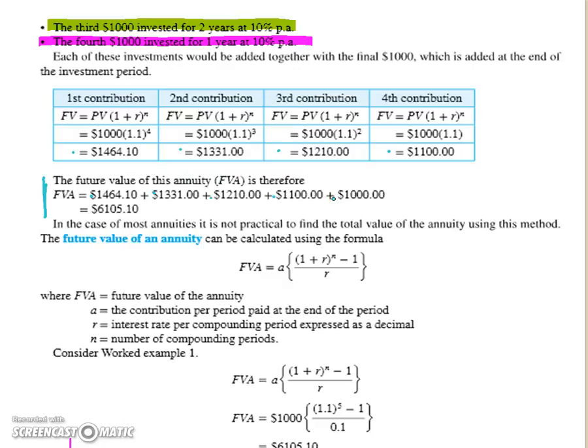Now that's all well and good for 5 years, but normally you're going to be doing a lot more than that. So we actually have a formula that does that, and here it is down here. Once again, this will be on your formula sheet, so don't stress. The only things you need are the A, the R, and the N. A is the contribution per period paid at the end of the period, R is the interest rate, and N is the compounding period.